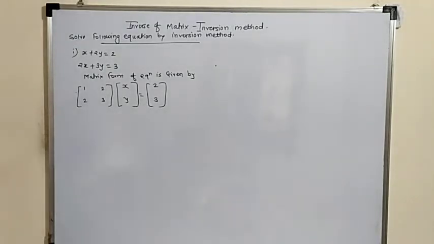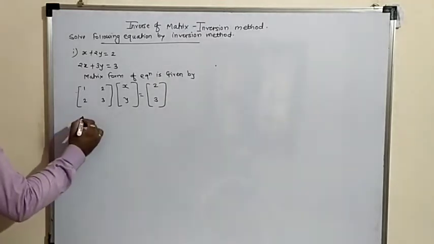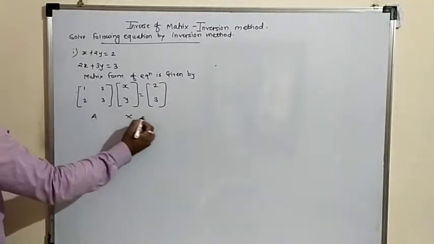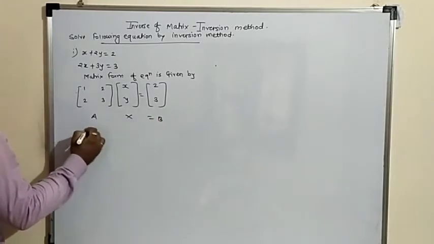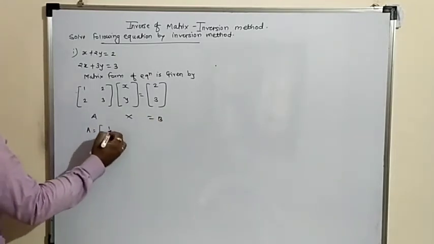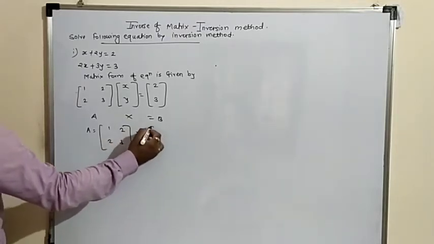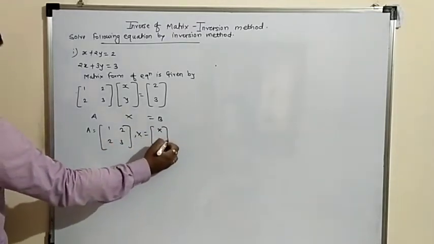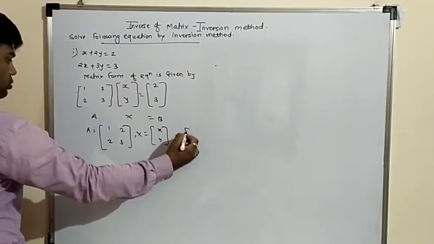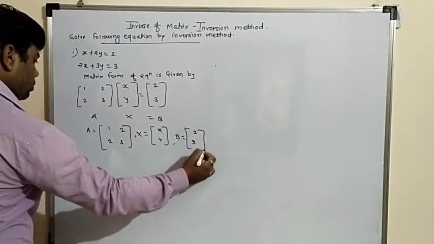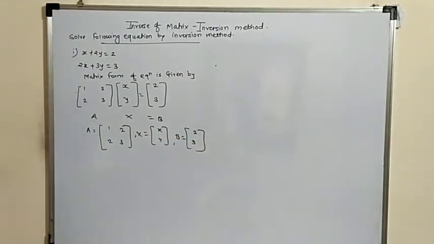Now, in this matrix form of the equation, AX is equal to B, we get A as 1, 2, 2, 3. Capital X is small x, small y, and B is 2, 3.